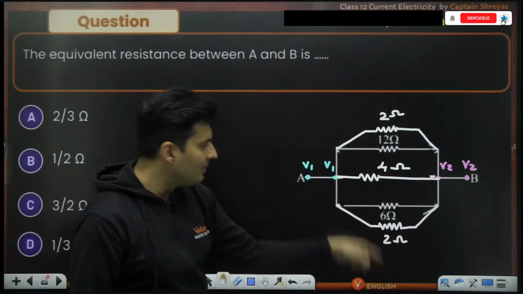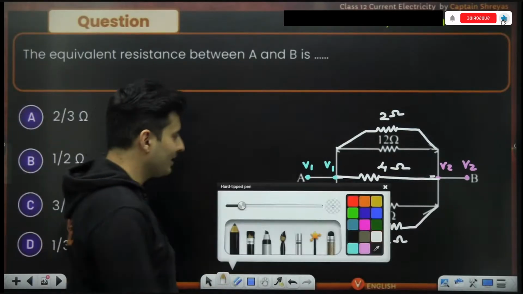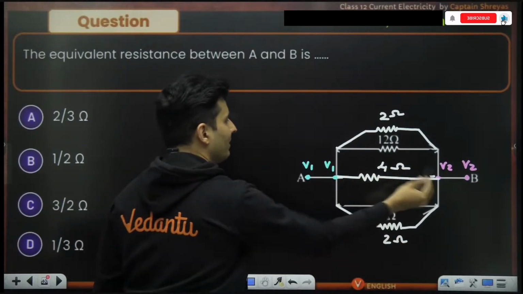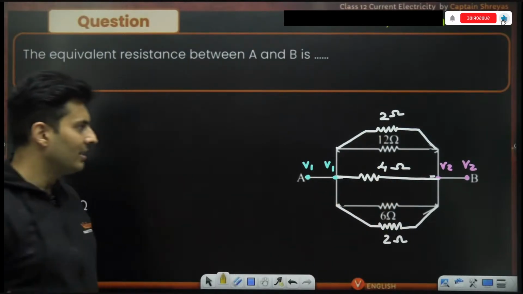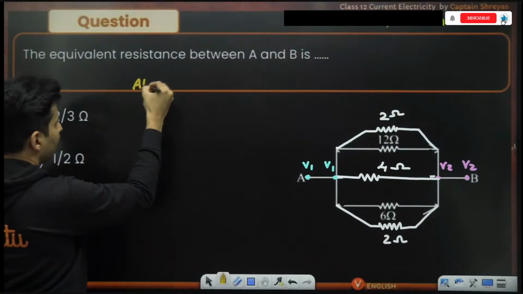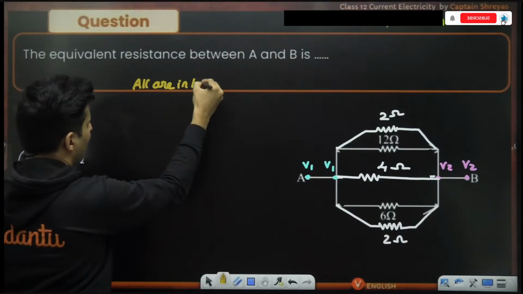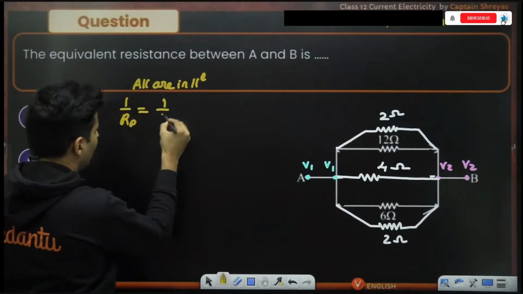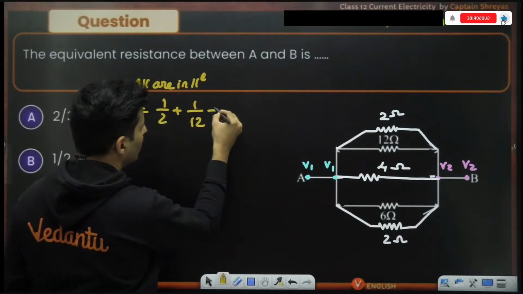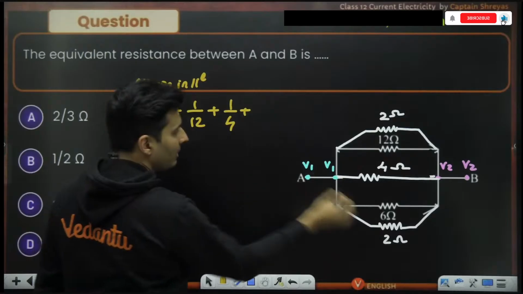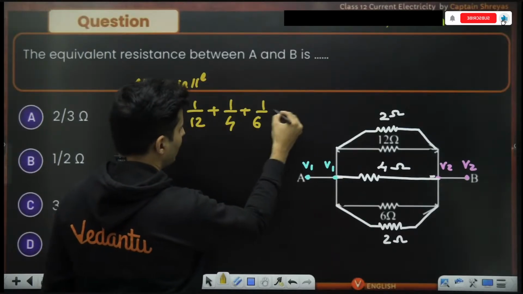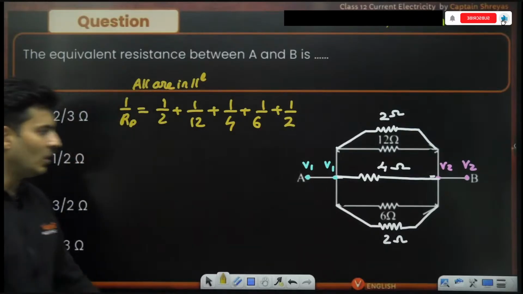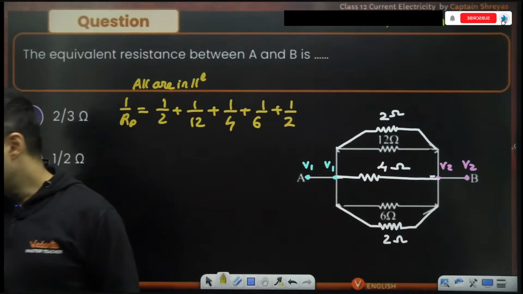Now all of them are in parallel. Can you see? 2, 12, 4, 6, 2. Same voltage, V1, V2. All of them are in parallel. So 1 by Rp will be 1 by R1 plus 1 by R2 plus 1 by R3 plus 1 by R4 plus 1 by R5, whatever. Okay, that's it. That is all you need to do. Is that clear, everyone?